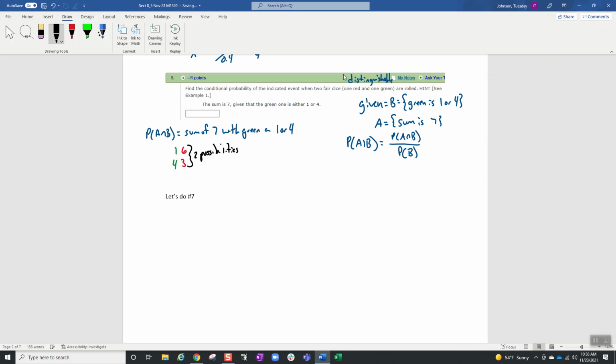And we know that because they're distinguishable, the number in the sample space is 36. So the probability of A intersect B is 2 out of 36. That's not where that goes, because that is my intersection.